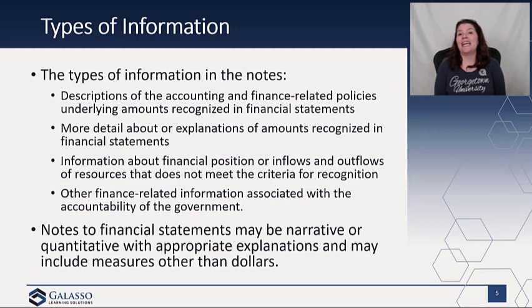So let's start off with what are the types of information that we should have, right? Descriptions of the accounting and finance related policies underlying the amounts recognized. So an explanation of the theory behind them. More details about or explanations of amounts recognized, right? So providing detail that we couldn't get by looking at the financial statements themselves. Information about financial position or inflows and outflows that do not meet the criteria for recognition, right? So when we're looking at those items that don't meet the criteria, providing information about those items, and then other finance-related information associated with accountability, one of the key elements of governmental GAAP.